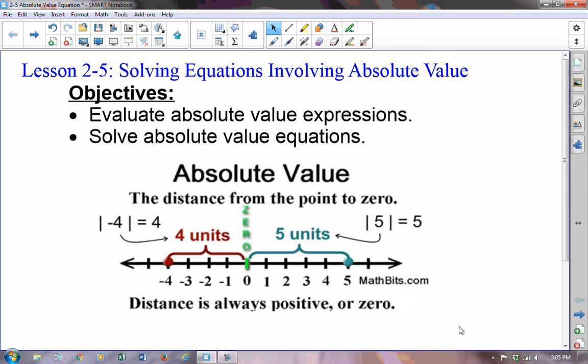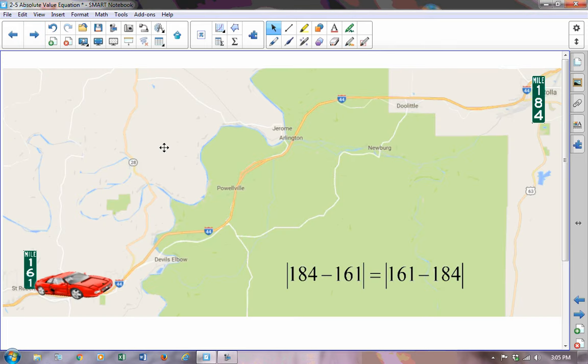This lesson is on solving equations involving absolute value, and also we will be evaluating absolute value expressions. Absolute value is the distance from a particular point to 0. Distance is always positive or 0, but it is never negative. An example of that is when you're driving.